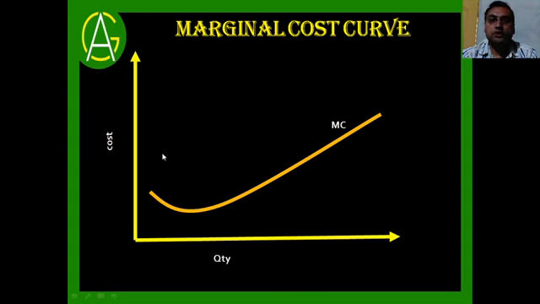Marginal production increases first, then here it has reached the maximum, and then it will start decreasing. So it is totally the opposite of marginal cost. So marginal production increases, marginal cost decreases. Marginal production maximum, marginal cost minimum, and then marginal production decreases, then marginal cost increases. So this is the curve of marginal cost.